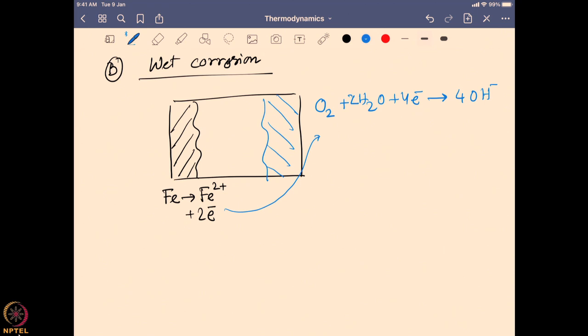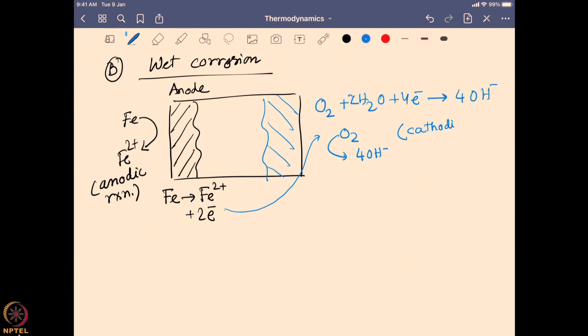So over here, what is actually happening? If you remember the electrochemical cell, it is quite similar to that. Over here, iron is actually getting oxidized. So it is nothing but an anodic reaction. So this part of this vessel is acting as an anode. Whereas oxygen is coming on this side and producing OH minus, which is nothing but a cathodic reaction, or reduction. Oxygen is getting reduced. And this is nothing but the cathode section of the system.